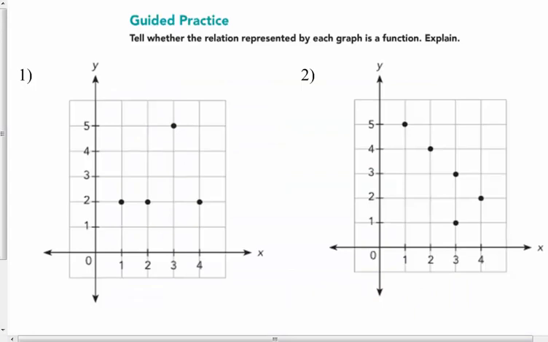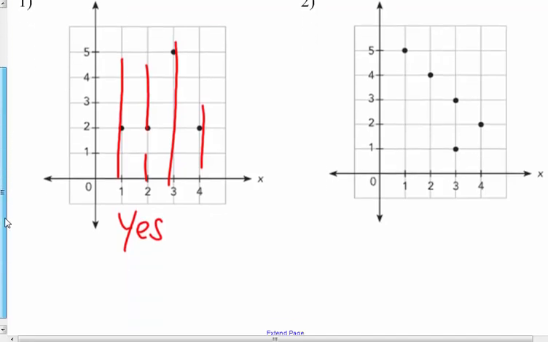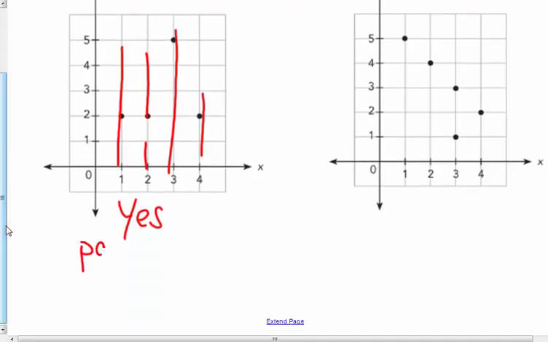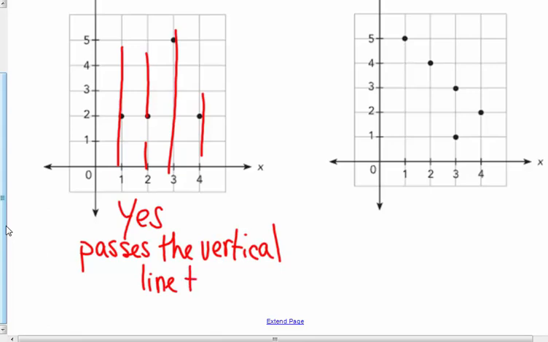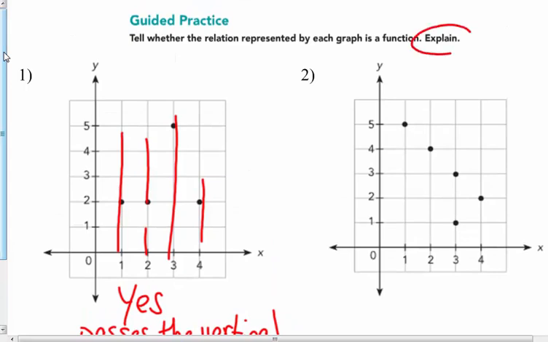Very simple. Seeing is believing kind of idea here. So tell whether the relation represented by each graph is a function. So if I was to draw vertical lines here, yes, this is a function. Each line only intersects the function once. It passes the vertical line test. So that's the answer. Why is it? Because it passes the vertical line test. So if it asks to explain, this is your explanation. It passes the vertical line test, which it does say, explain, right there.